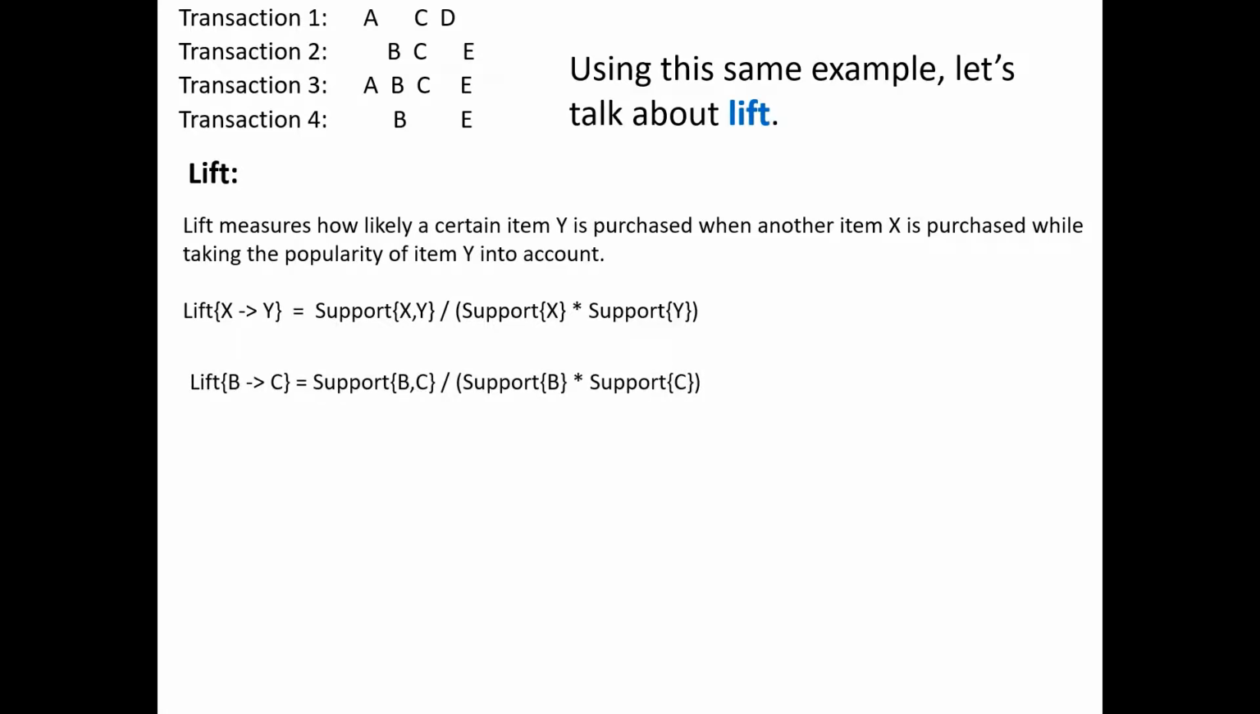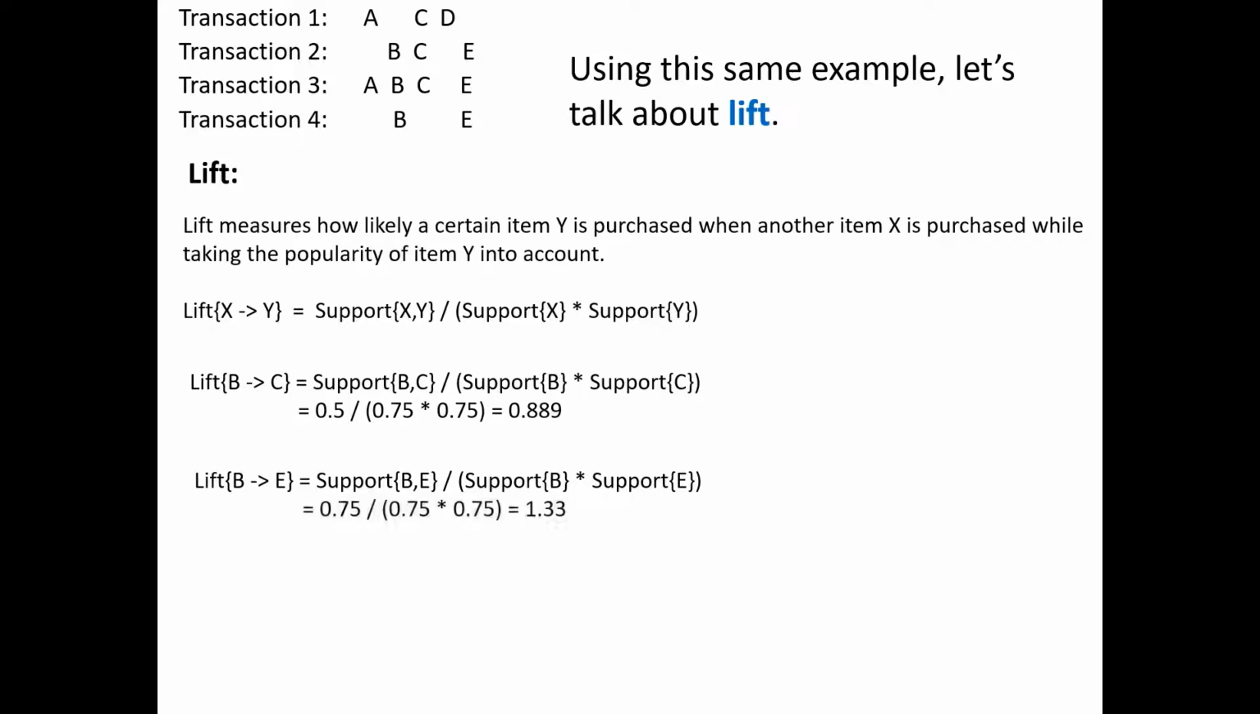So the lift of C given B would be support of B and C divided by support of B times the support of C. If we look at that, and hopefully you remember how to get the support, you'd find all of those individually, put that into the formula, and you would get 0.889. The lift of buying E given B would be support of B and E divided by the support of B times the support of E, and we would get 1.33.